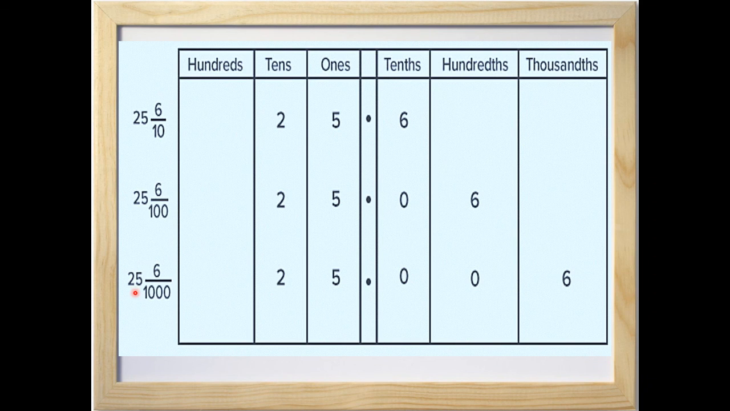Now let us take the third example, 25 6 by 1000. Again 6 by 1000 is a decimal fraction and 25 is the whole number part. So 25, the whole number part, will remain the same. It will be written as 25, and 6 by 1000 is written as 0.006. So this is the way how to convert mixed fractions to decimal numbers where the fractional parts are decimal fractions.